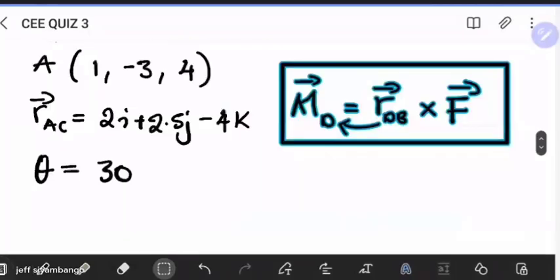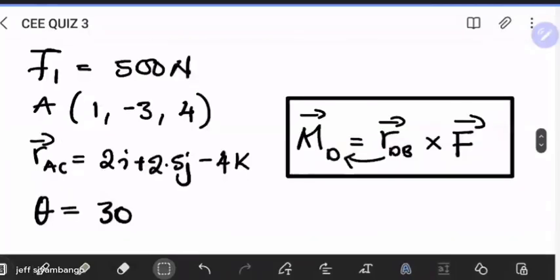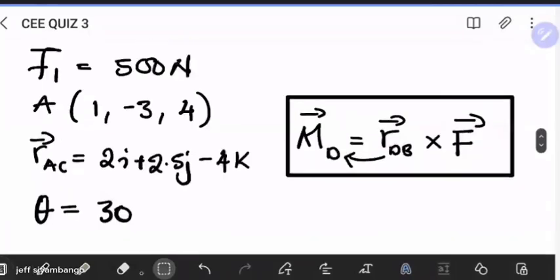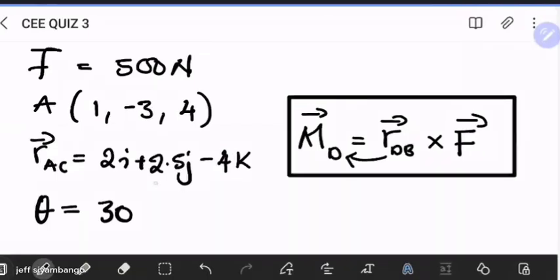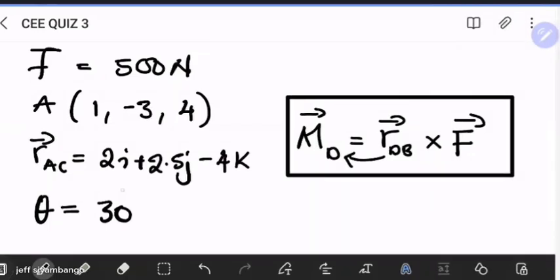Now here, of course, we have a few random values that we're going to use. For our case, I have picked F to have magnitude F1. That's basically just F. I can use F1, but in the diagram there, we're seeing F, so let's go with F. The force F is given to have a magnitude, in this case, of 500 newtons. Let's take A to be (1, -3, 4), the displacement vector RAC to have those dimensions, and the angle theta to be a 30-degree angle.